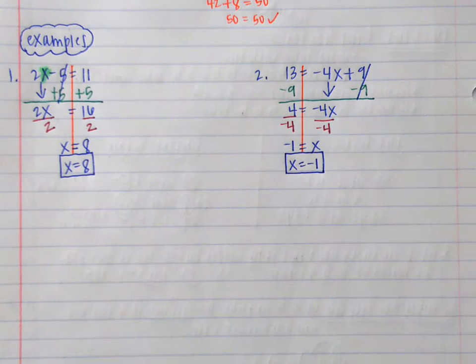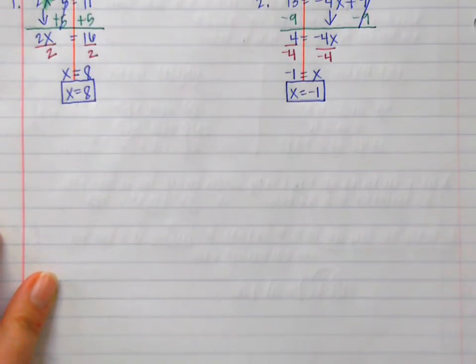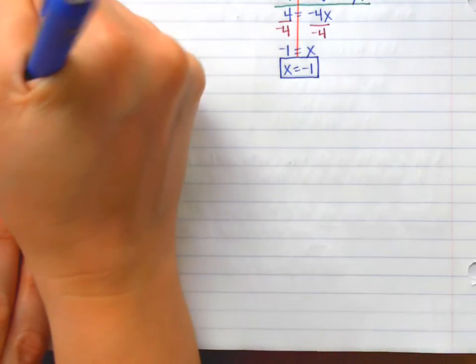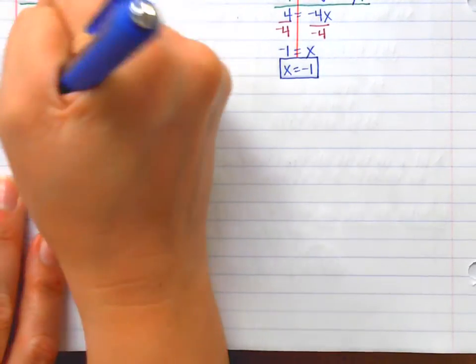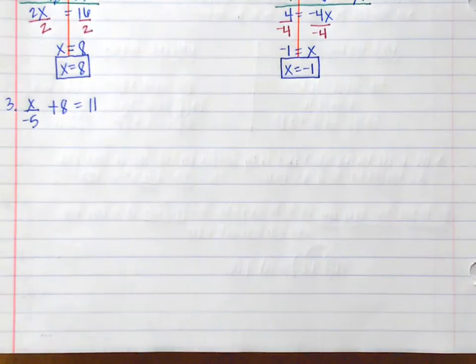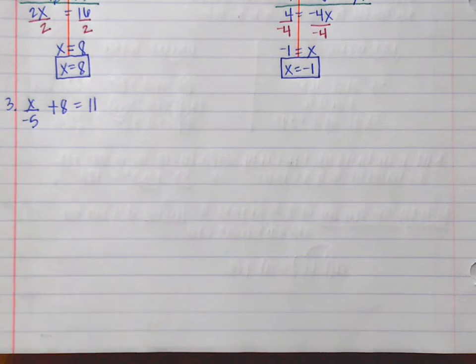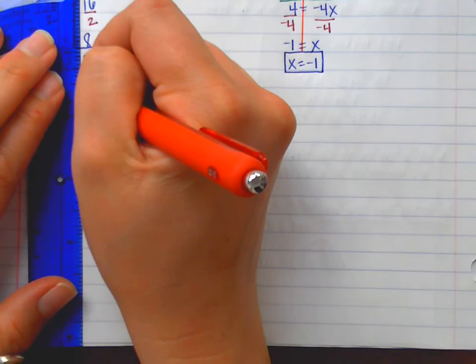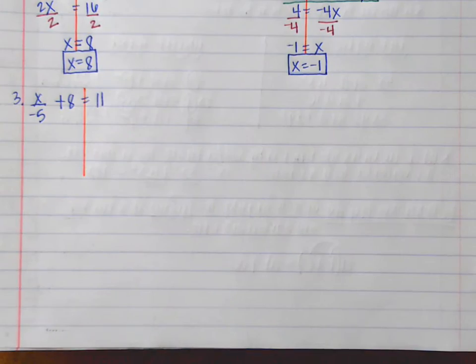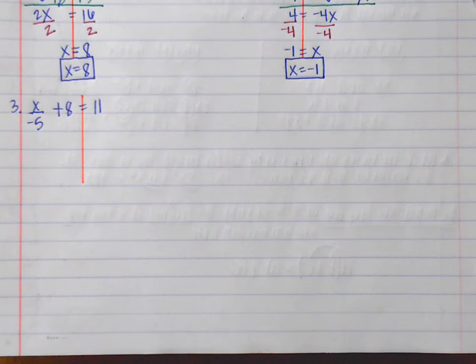Again, you can always plug it back in to check your work. Okay, let's bring in some other stuff. So for number 3, let's do x divided by negative 5 plus 8 equals 11. Okay, first step, I'm just going to put my line down to signify each side of the equal sign. And then I'm thinking, okay, what am I going to do first? So what would be your first step here? We want to get x by itself.